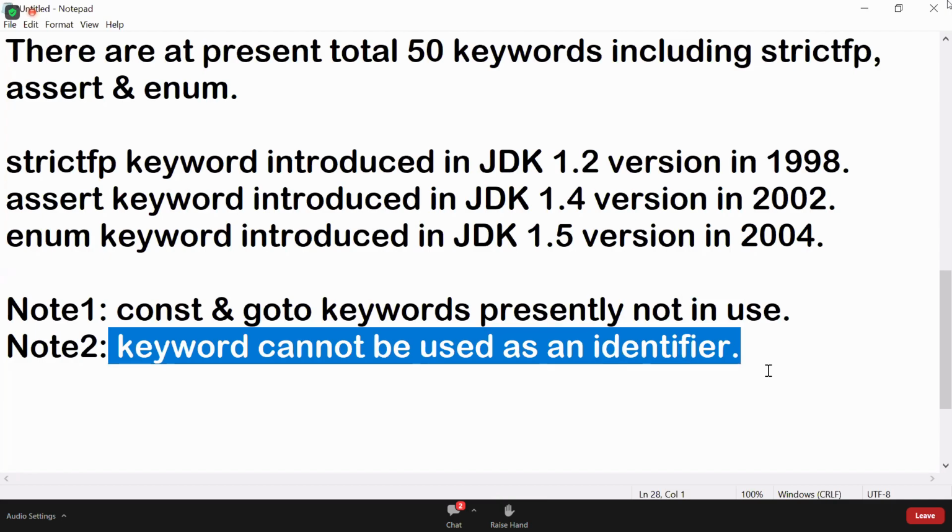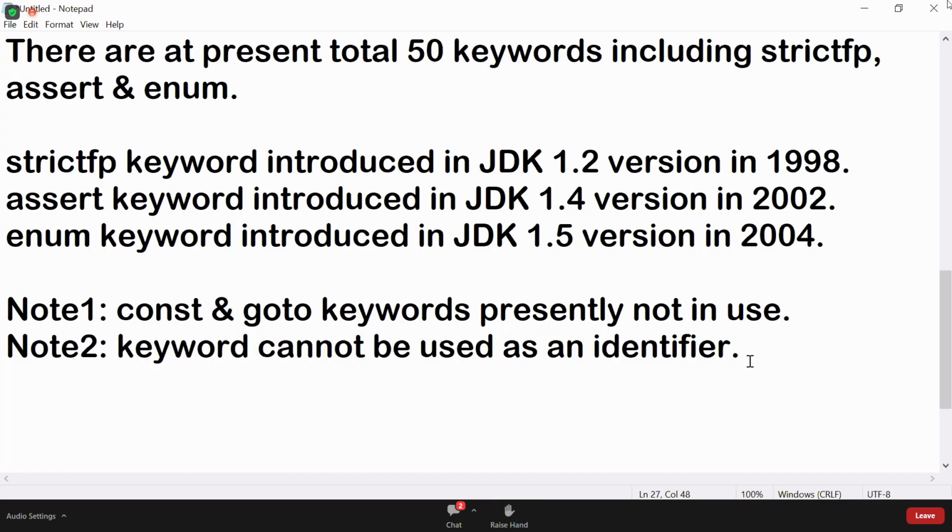Keywords you should not use as an identifier. If you write them, an error comes. Remember these points, don't forget. Logics and code snippets, don't memorize by heart. Programs, don't memorize by heart. Concepts you have to memorize by heart, compulsory.